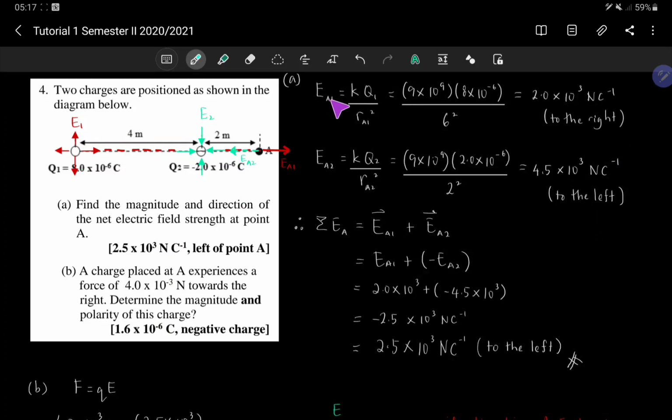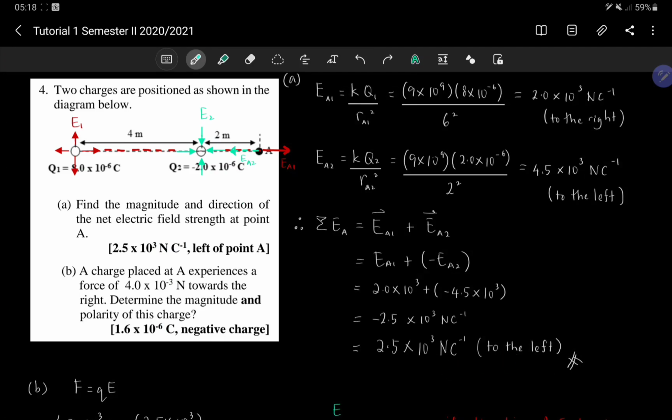So now, by getting EA1 and EA2, E on A equals EA1 plus EA2 in vector. EA1 is directed to the right, so it should be positive. EA2 is directed to the left, so it must be negative. Then substitute the values of EA1 and EA2 calculated before, and you will get the answer. The answer we are getting now is negative. What does it mean? Make it positive first. Negative represents direction, which is to the left.